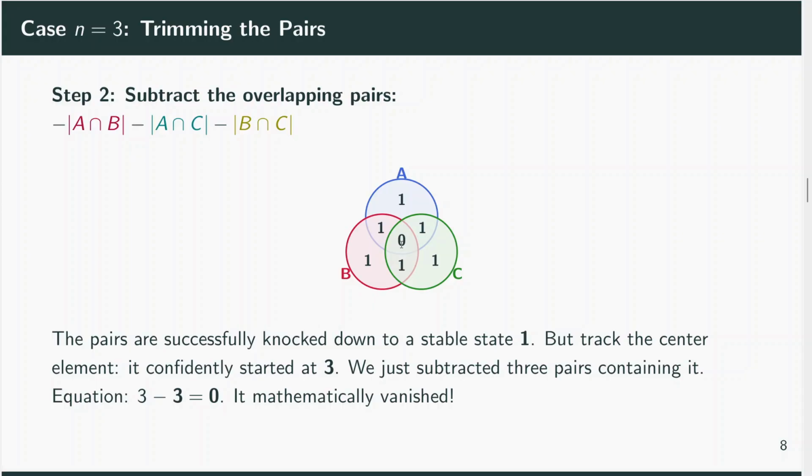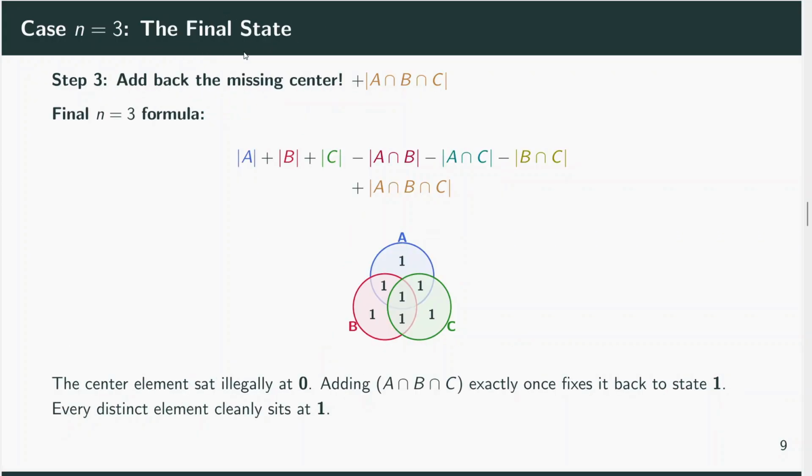Case n equals 3. The final state. Step 3. We add back the triple intersection. The size of A intersect B intersect C. Just one more term added back in. And this single addition is the precise fix that makes everything right. Let us check every region one final time.